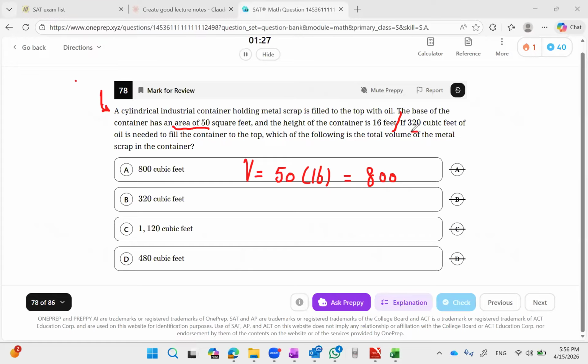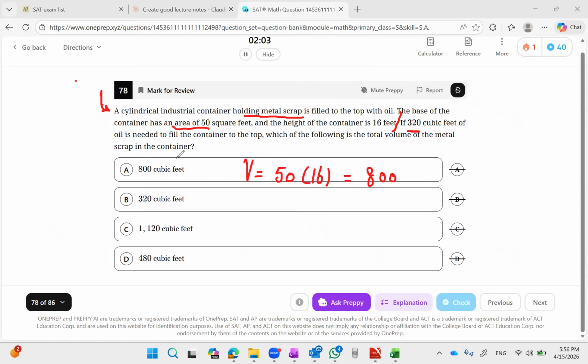And it says that 320 cubic feet of oil is needed to fill the container to the top. So which of the following is the total volume of the metal? 800. Okay. You understand? This is the volume of the cylinder, right? But it has in it a metal scrap. So you add it. No, I need to add 320 feet of oil to fill the container.